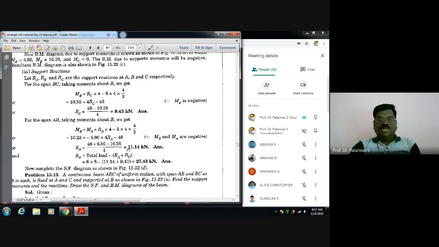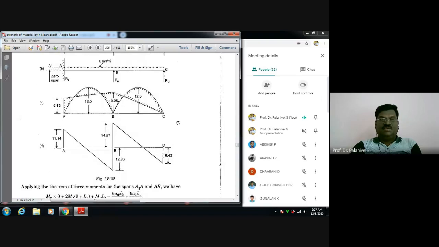Now, the RA is found to be 11.14 kilonewton. Therefore, support reaction B is equal to total load minus RA plus RC. So the support reaction at RB is also determined. Thus, the support reactions at C, at A, and at B are all determined. So thus we have analyzed the beam. Now, your job is to draw the bending moment and shear force diagrams. You know how to draw. Once you have all the support moments and support reactions, you know how to draw them.